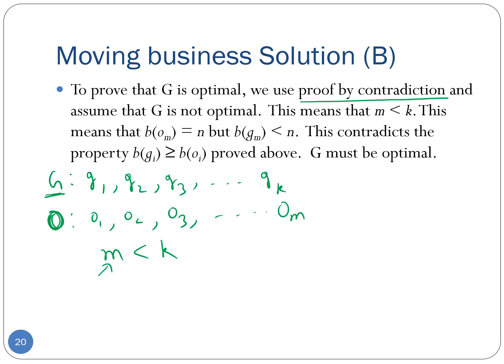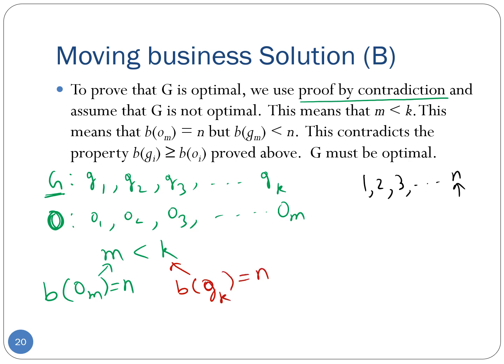So if m is the last trip for the optimal algorithm, this means b of o of m, the highest numbered box that is sent in the mth trip by the optimal algorithm, should be equal to n, the last box, nth box. So recall that we have these boxes numbered 1, 2, 3 and so on up to n. So the last box numbered n must be sent in the mth trip by the optimal algorithm. Similarly, if k is the last trip of the greedy algorithm, then the highest box number that is sent by the greedy algorithm in the kth trip should be equal to n.